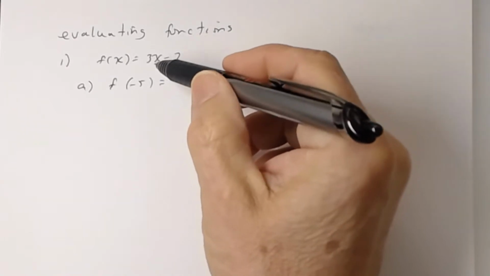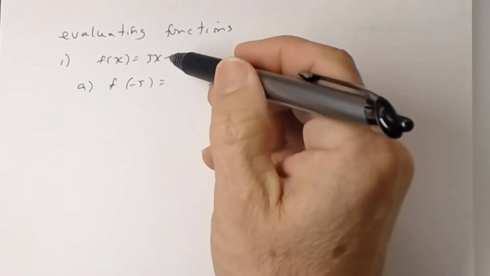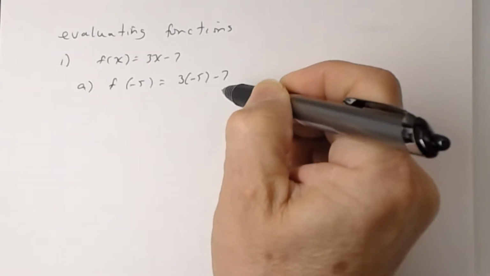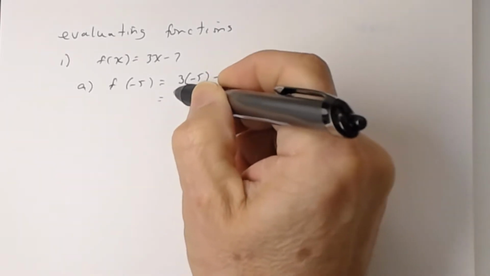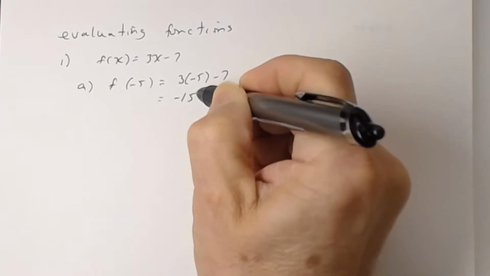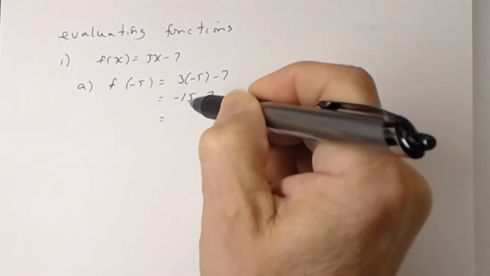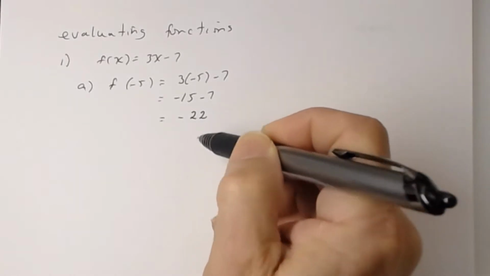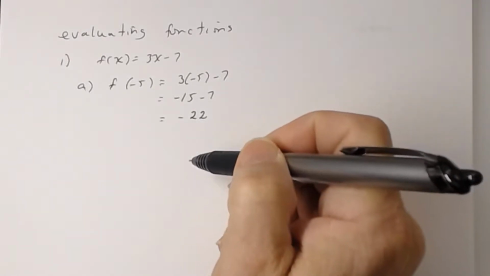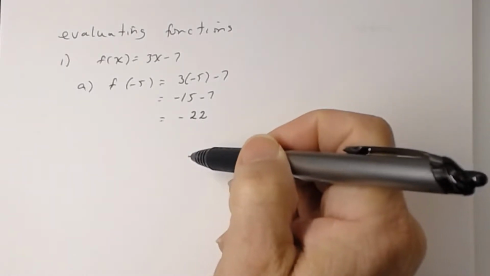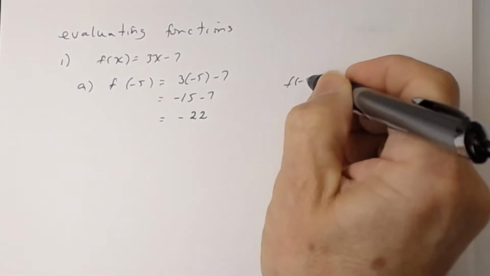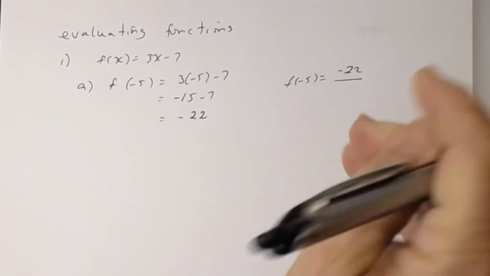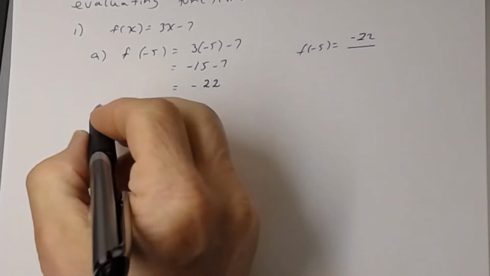Where we saw the variable x, you substituted negative 5. So I get 3 times negative 5 minus 7, right? And what's 3 times negative 5? And what's negative 15 and negative 7? Use your calculator if you don't know this. Negative 22. So f of negative 5 will equal blank. What do you put in the blank? Negative 22.